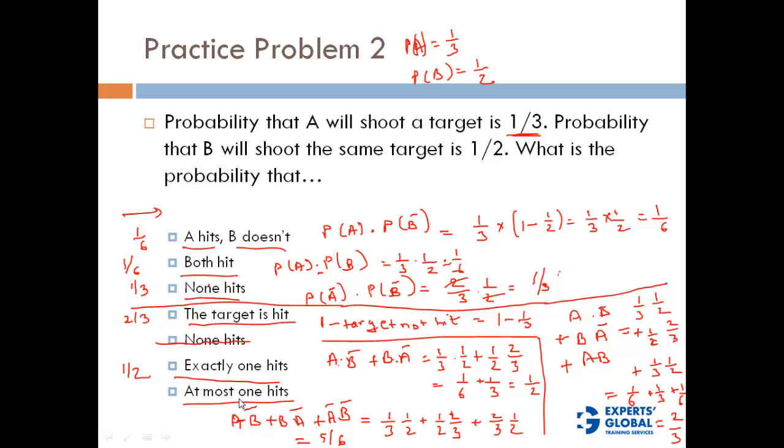Another way to solve this, at most one hits can also be written as 1 minus both hit. Correct? So what is both hits? Both hits probability is 1 by 6. So at most one hits is going to be 1 minus 1 by 6, which is again going to be 5 by 6. So I recommend you pause the video and go through these examples again, and these examples will make your concepts more clear.